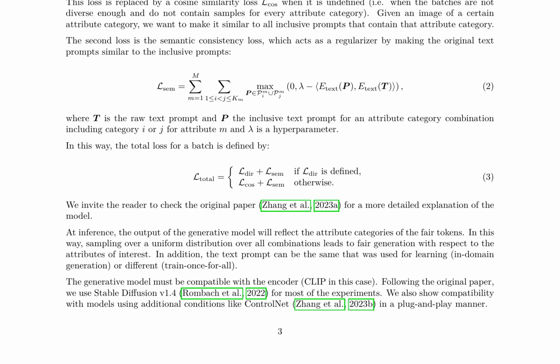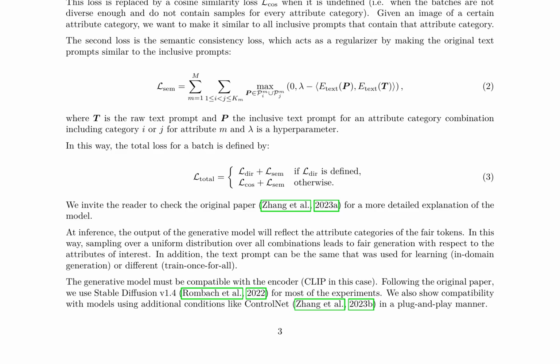inclusive prompts. The directional alignment loss is defined as the difference between the average of image embeddings between categories of an attribute, and the difference between the average of embeddings of inclusive prompts corresponding to those categories. This loss is replaced by a cosine similarity loss when it is undefined. The semantic consistency loss makes the original text prompts similar to the inclusive prompts.